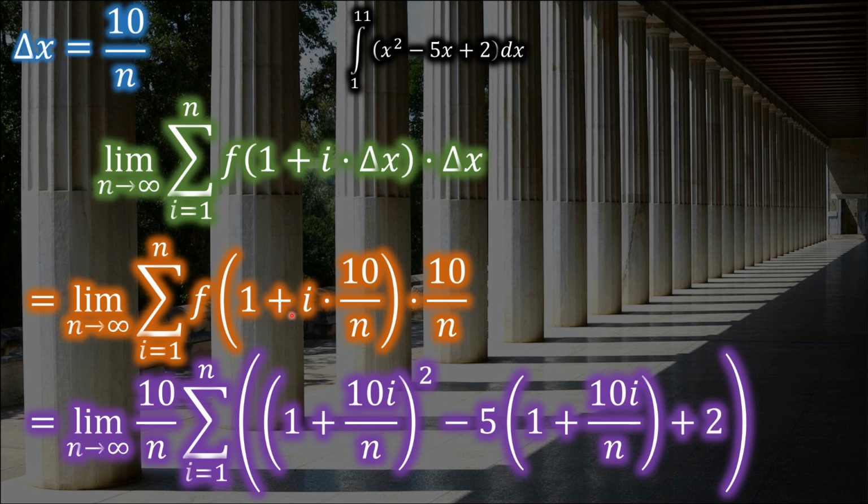As for the rest of this, well, this all has to get plugged into the function, right? My function being x squared minus 5x plus 2. So everywhere I see x, I have to put 1 plus 10i over n. Yeah, that's a good time.